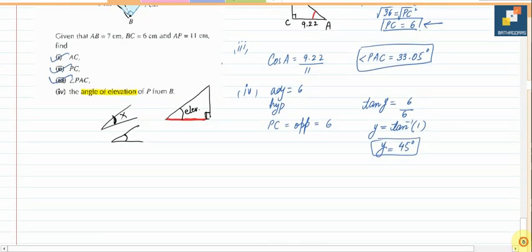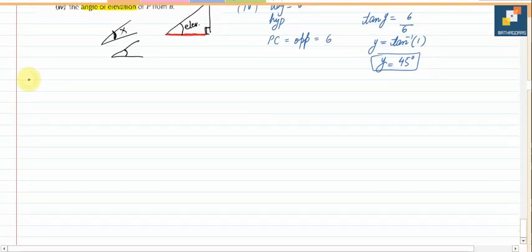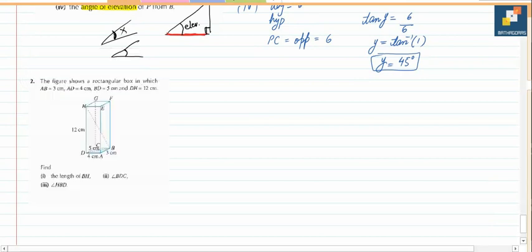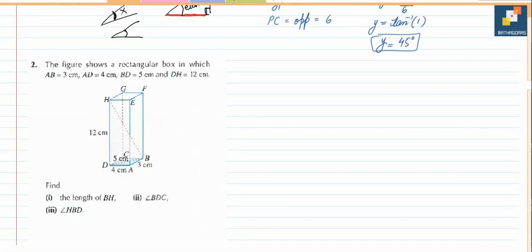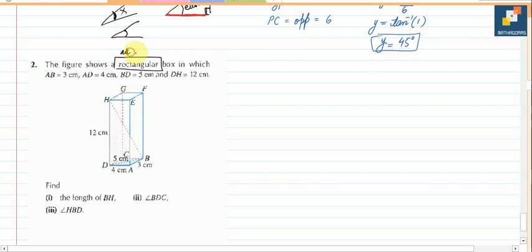Moving on to the next question, question number 2, exercise 9C. Okay. The question says the figure shows a rectangular box. By rectangular it means all angles are 90 degree, right? In which AB is 3, AD is 4, and BD is 5. Now that is too much here, right?